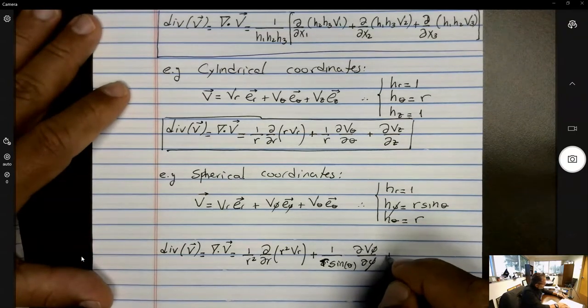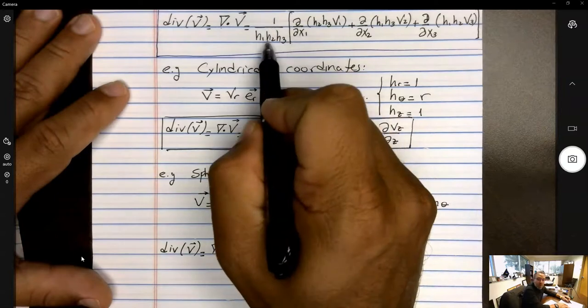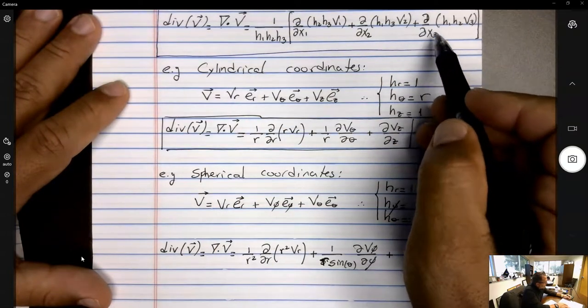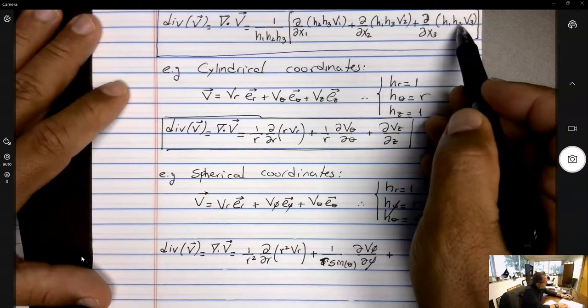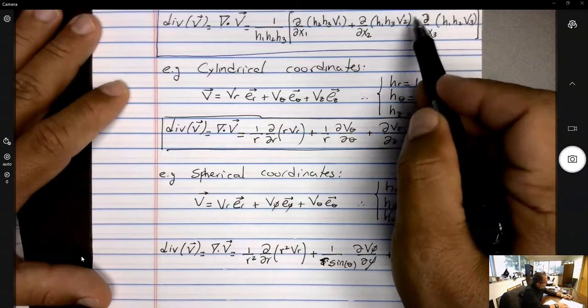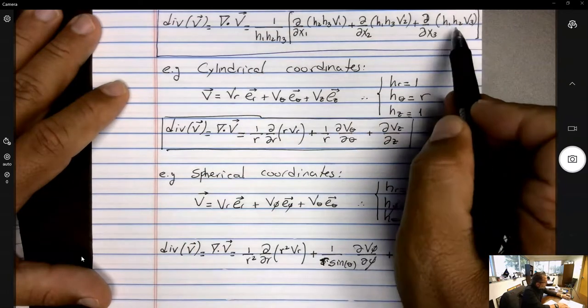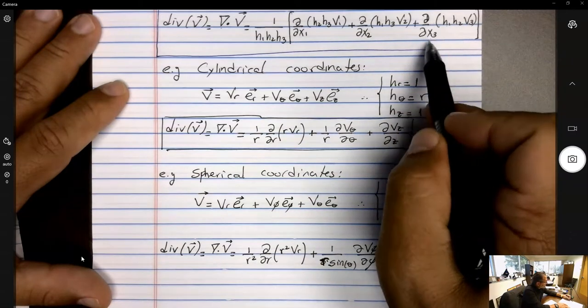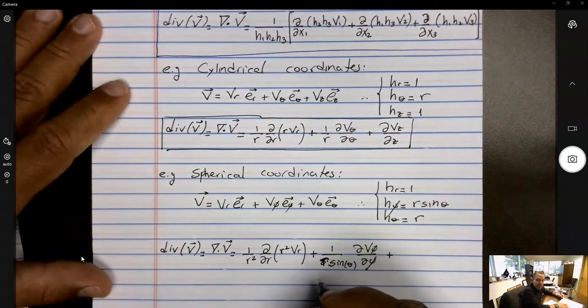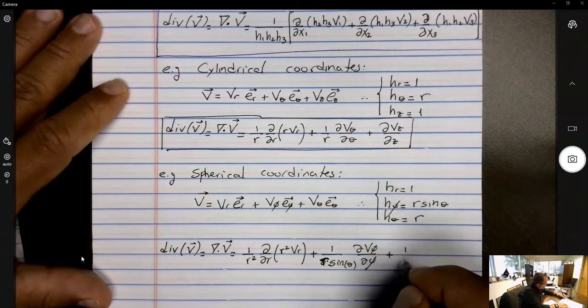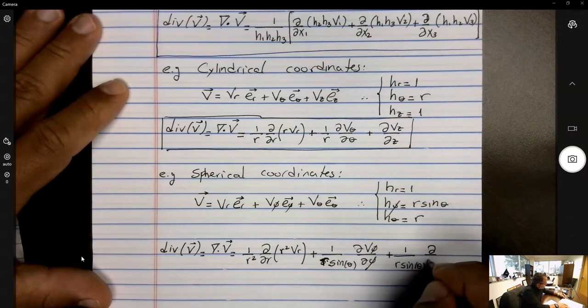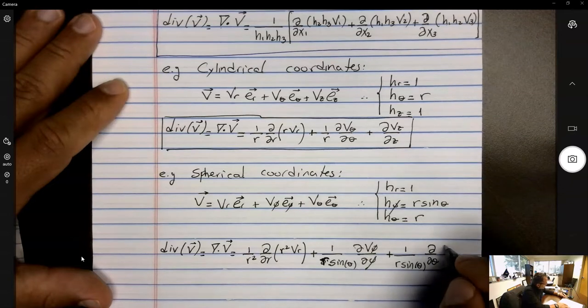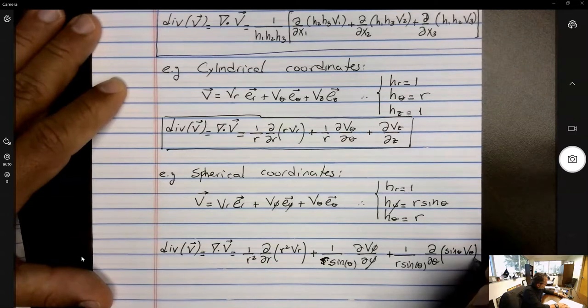And the last one, 1 over R squared sine of theta. This is the derivative with respect to theta, and this H2 is R sine of theta. The R can come out and cancel one of the R's in the denominator, but the sine of theta cannot come out because this is the derivative with respect to theta, so I'm going to have to leave it inside the operation. So this will be 1 over R sine of theta, the derivative with respect to theta of sine of theta V_theta. And that's it.